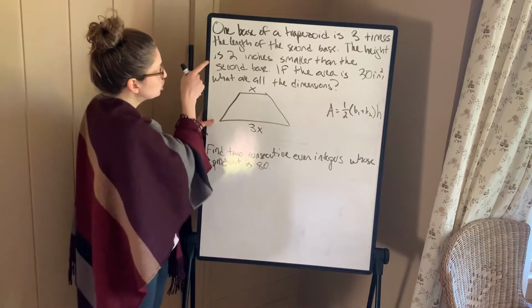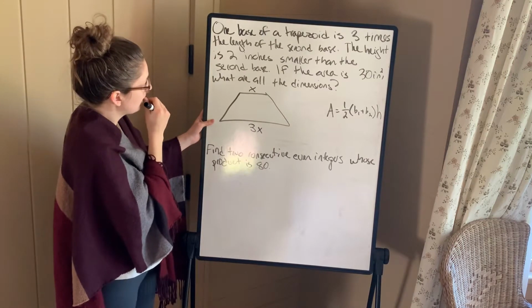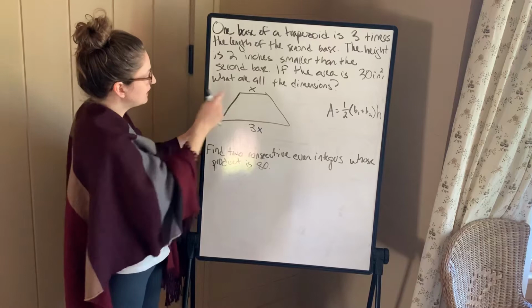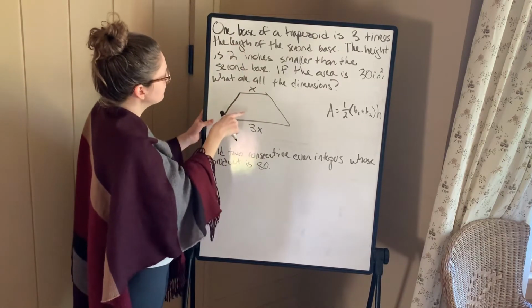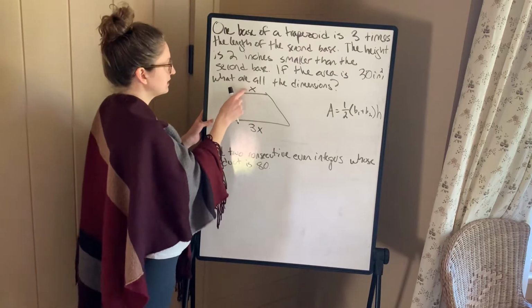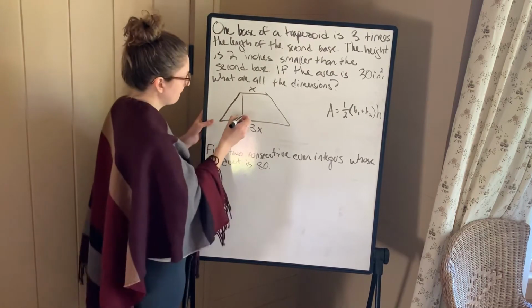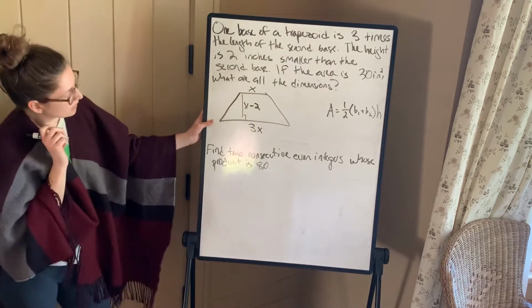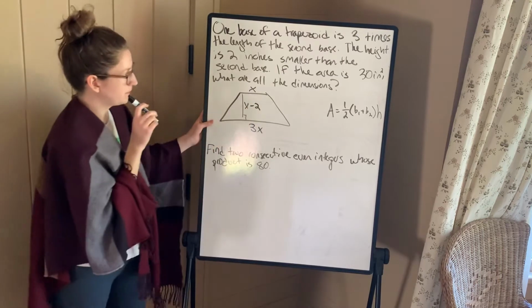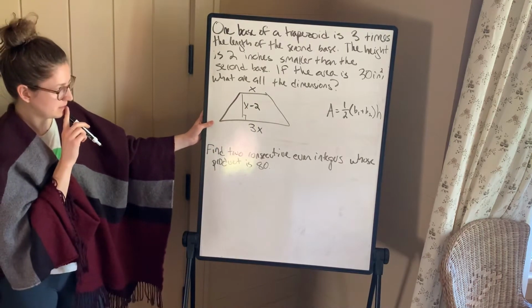The height is 2 inches smaller than the second base. Okay, this is the second base, right? Because one base is 3 times the length of the second base. So here's the second base. The height is 2 inches smaller, so it's going to be x minus 2. Again, we're all in terms of x here. We know that the area is 30. What are all the dimensions?